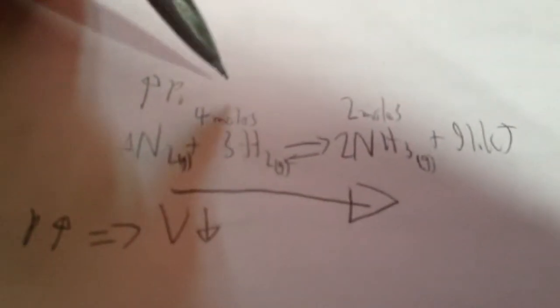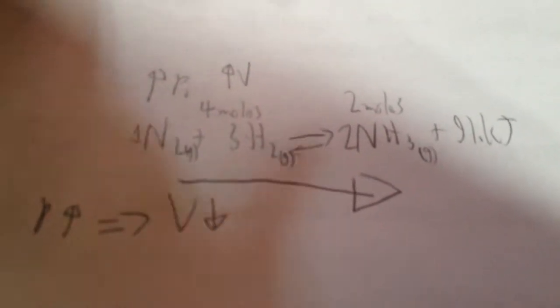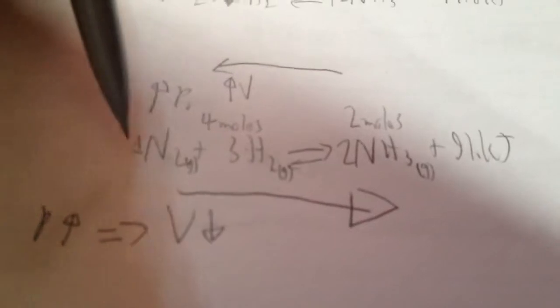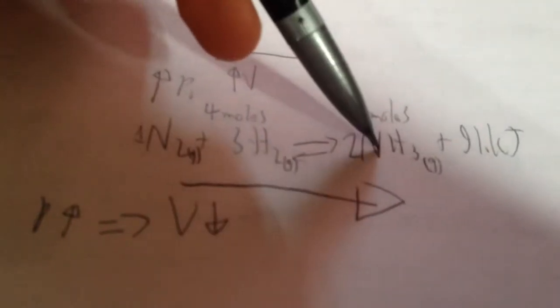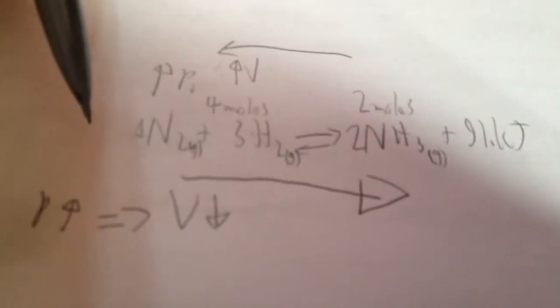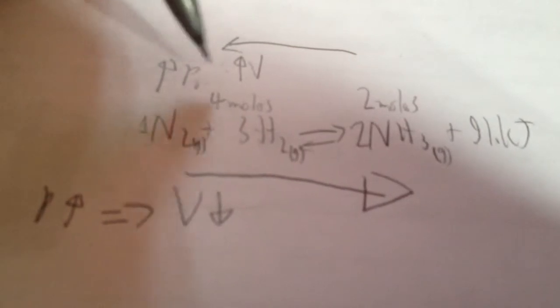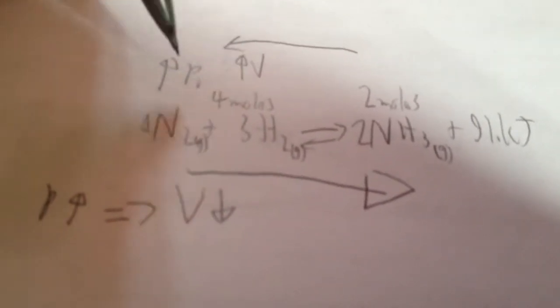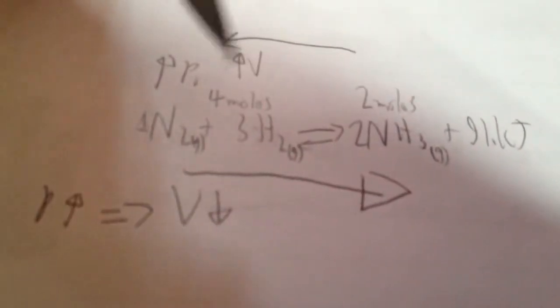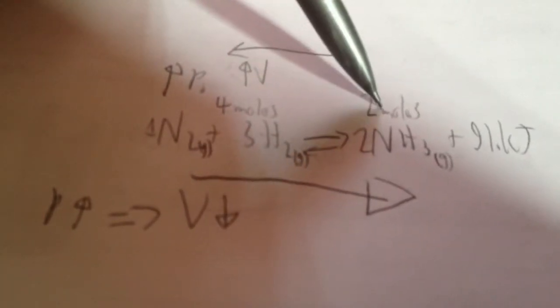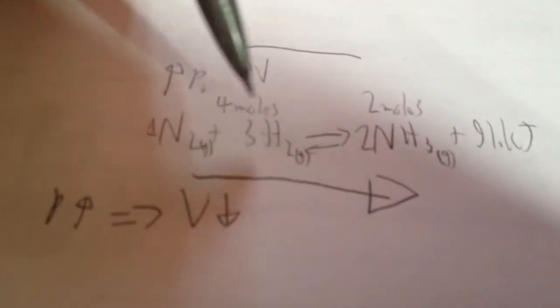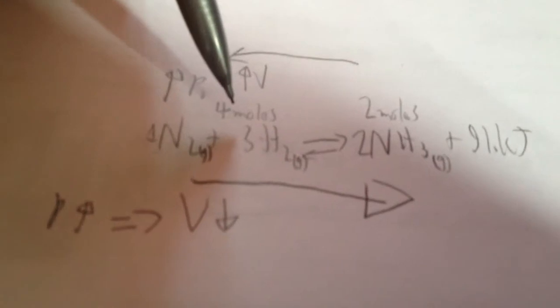If it were to, say, increase volume instead of increase pressure, you would go to the left, because this side will accommodate more space. And if you were to decrease pressure, obviously it will increase volume, therefore you go to the left. And if you decreased volume, that indicates an increase in pressure, and therefore you go to the right. So basically, whenever you increase pressure, you go to the side whichever has less moles. If you increase volume, you go to the side that will accommodate more moles.